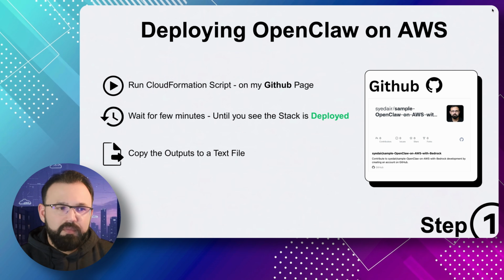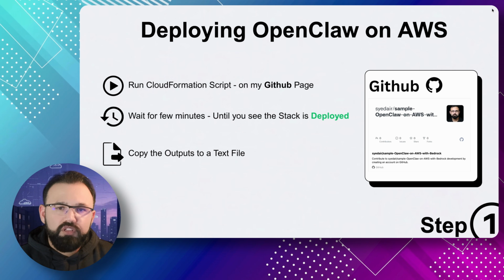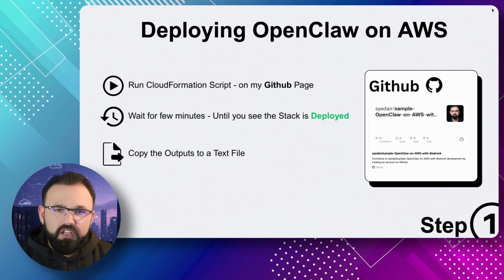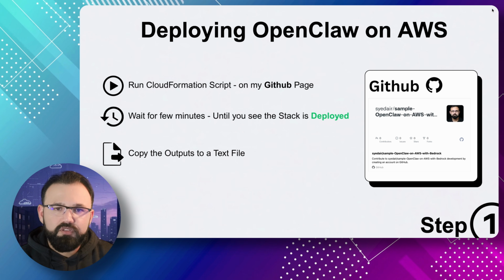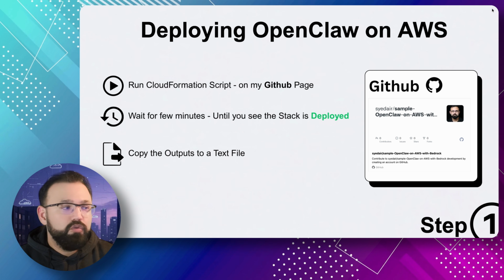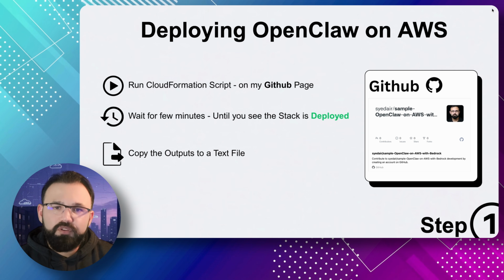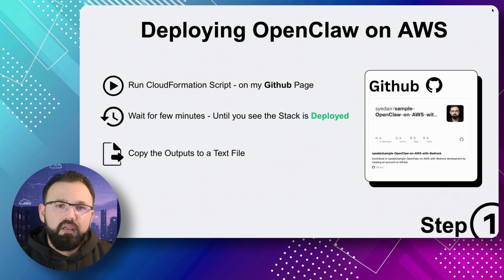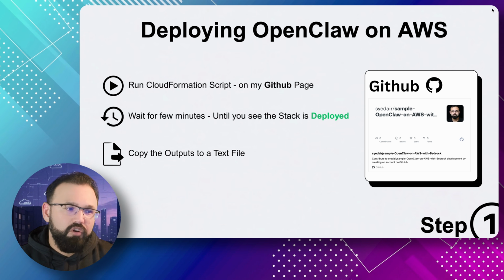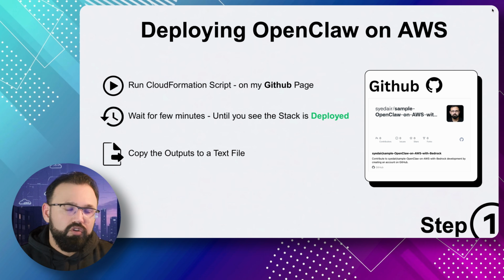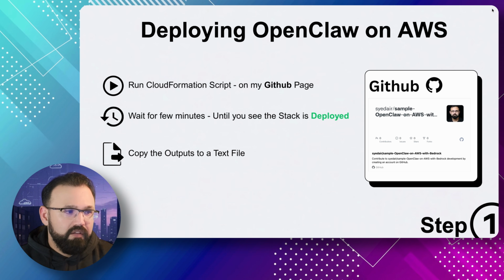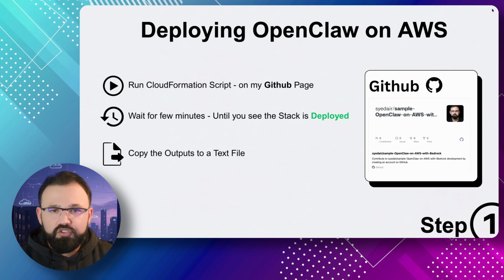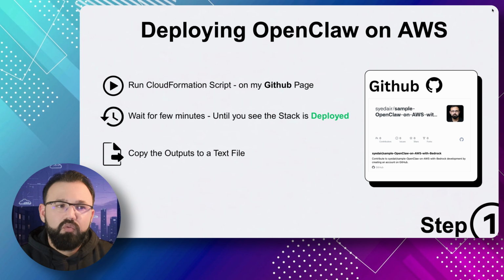Now, the first step is to go to the GitHub repository, which I'll be linking in the description section. Then click the CloudFormation template and deploy it in a region of your choice. By this time, you would have logged into your AWS account, gone to CloudFormation, and deployed this. I'll show you the exact configurations, what you need to select.